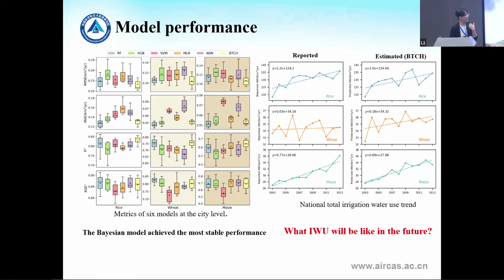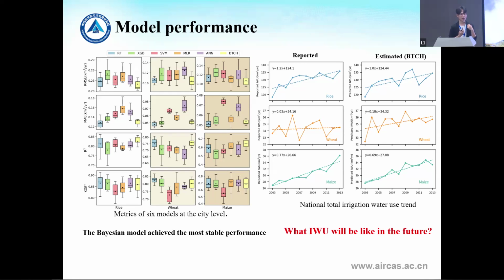This is the validation of our method. We alternately select 1 year from 2003 to 2013 as the test set, using the remainder as the training set. The performance of our method is satisfactory, especially the Bayesian model, which achieves the most stable performance. But more importantly, this method could successfully reflect the trend of irrigation, which is very meaningful for the sustainable management of water resources. So now with this method, we can estimate the current irrigation.